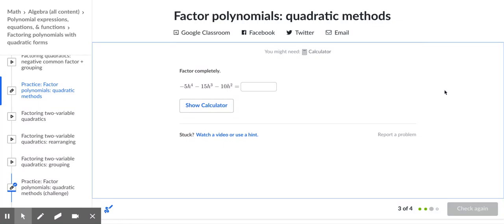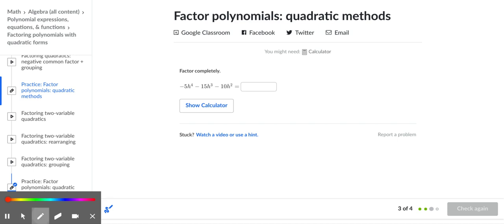Hey guys, so I was going to do this problem in the last video, but Khan Academy didn't like the way that I simplified it. So I'm going to do it again in a different way, and actually a simpler way. So it's probably a good thing that it turned out this way. But anyway, that being said, I'm going to do this problem now.